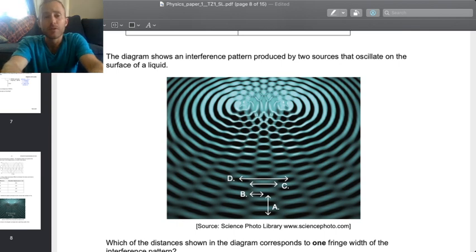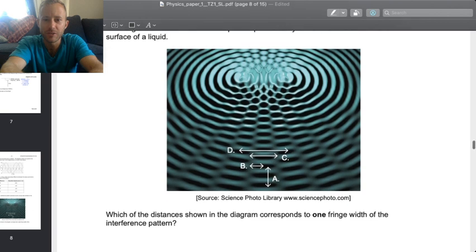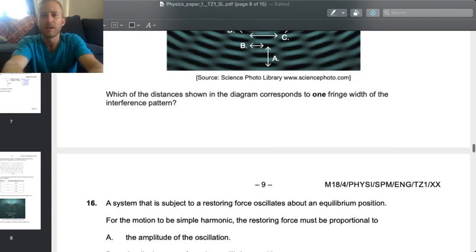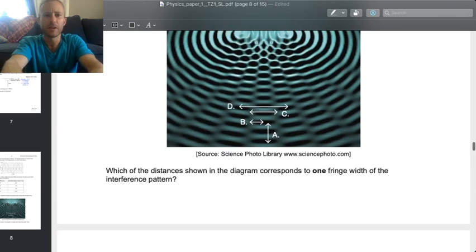The diagram shows an interference pattern produced by 2 sources that oscillate on the surface of a liquid. Which of the distances shown corresponds to 1 fringe width of the interference pattern? So one of the things we were talking about is this whole idea of intensity. I'm going to have to draw this. If you were to graph intensity, it would kind of look like this. Okay?